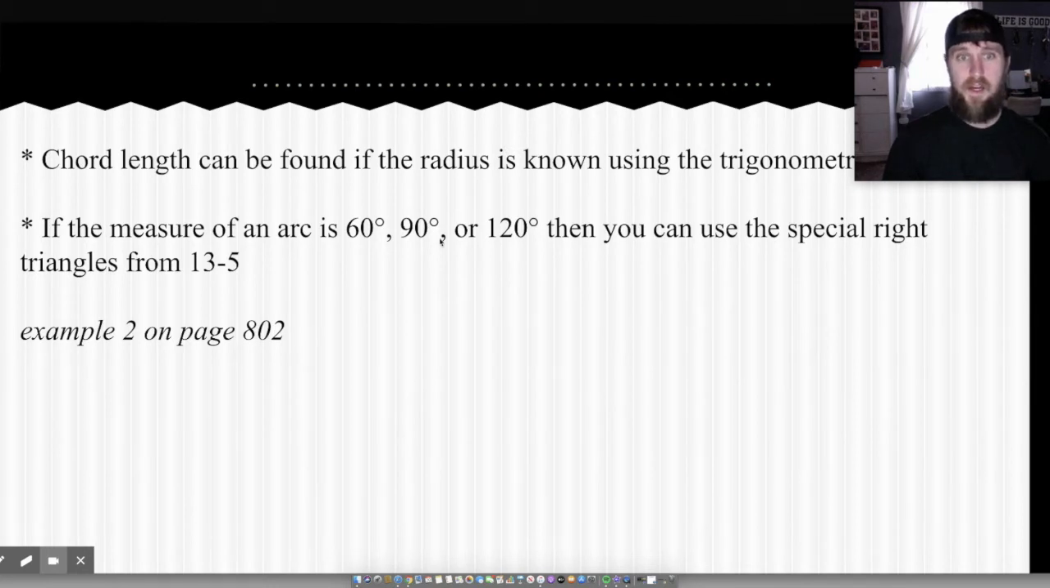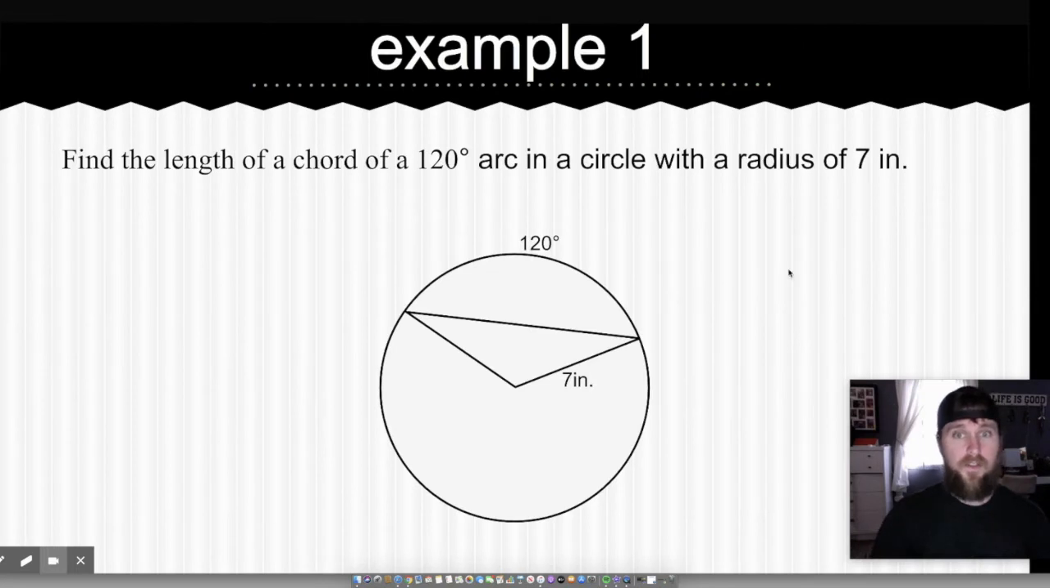Kind of nice to not have to punch something into a calculator when you have those special cases. Let's look at our first example. So it's asking us, how long is this chord right here if the arc is 120 degrees? Now they could tell us the arc, they could also tell us the central angle. Those are actually the same.